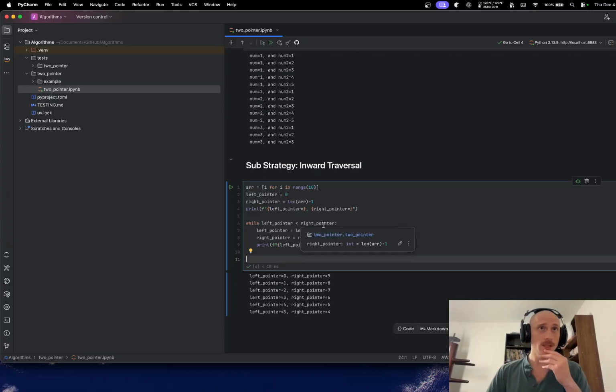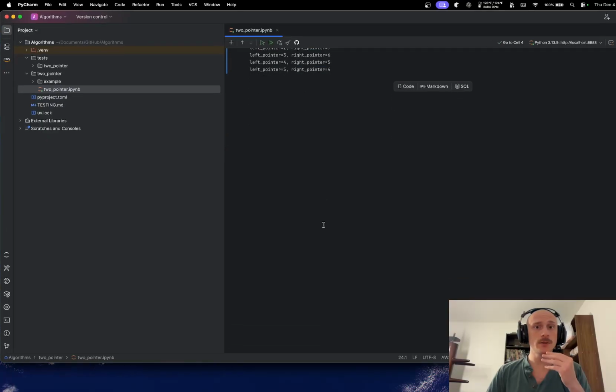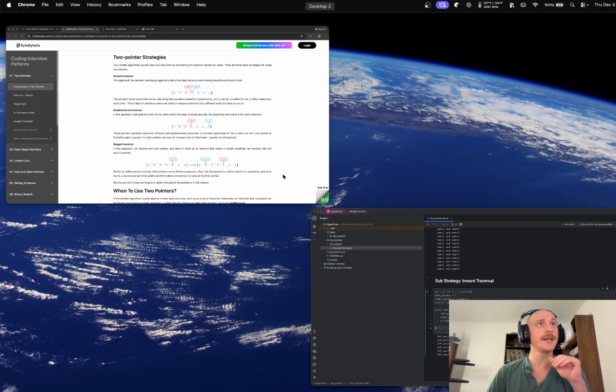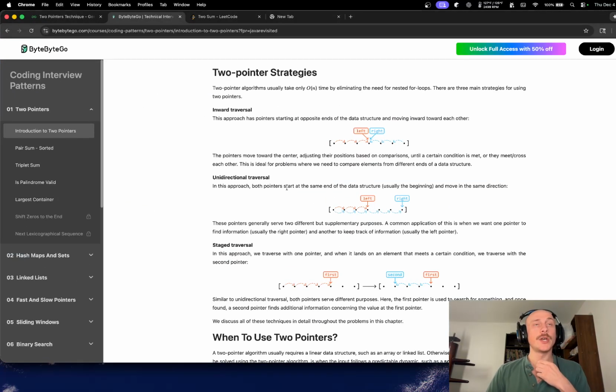So let's go back and take a look at what the second strategy is. The second strategy is unidirectional traversal. In this approach, both pointers start at the same end of the data structure, usually the beginning, and move in the same direction. These pointers generally serve 2 different but supplementary purposes. A common application of this is when we want one pointer to find information, usually the right pointer, and another to keep track of the information, usually the left pointer.